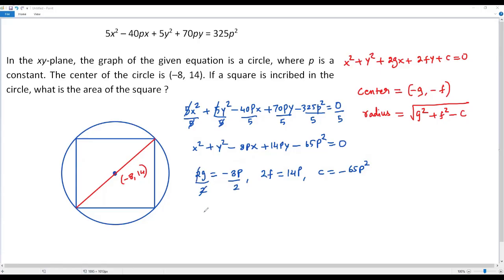This 2 will cancel out. I am getting g equals 8 over 2, which is 4. That is negative 4p we have on the right side. Let me divide both sides of this equation by 2 to solve for f. Then I am getting f equals 7p.